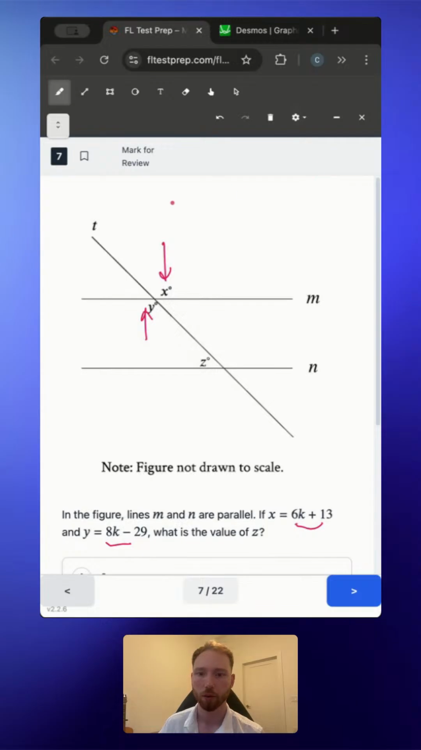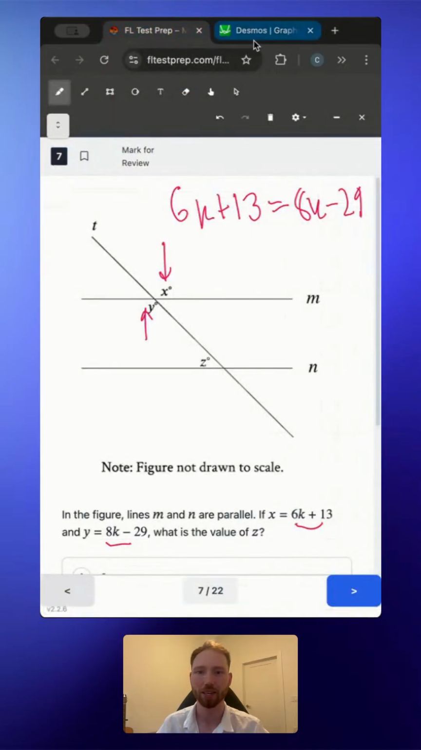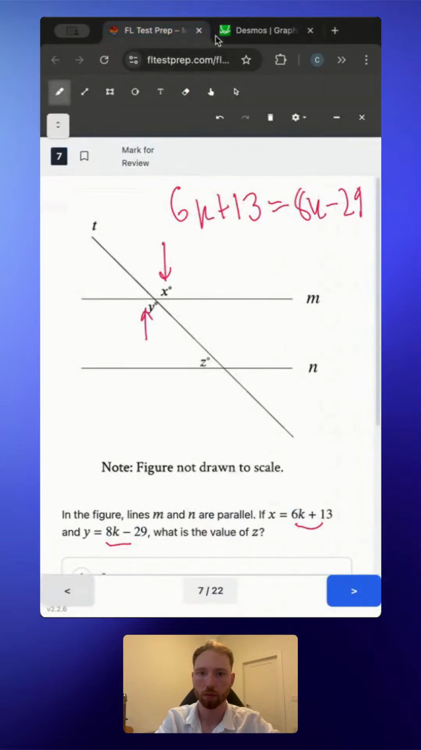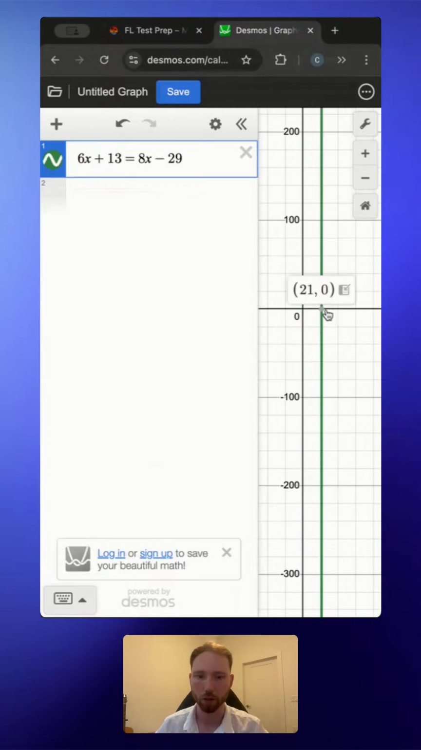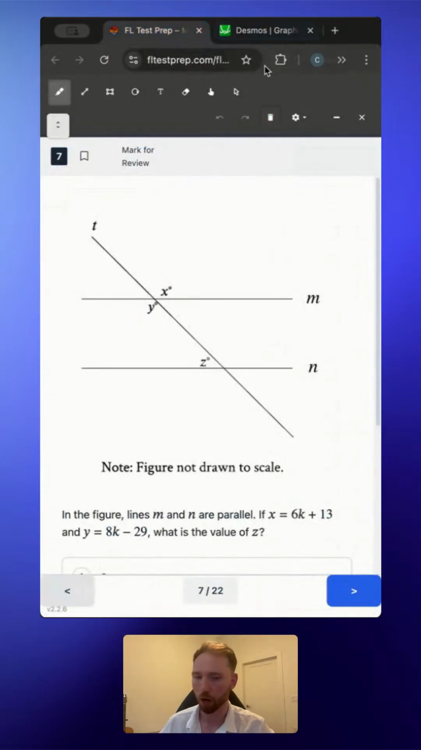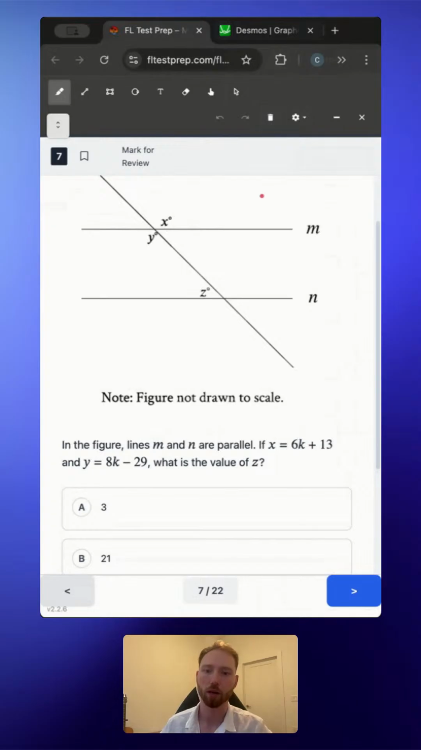So here's how I do it. We want to get 6k plus 13 equals 8k minus 29. Now, this is the type of math I'll let Desmos do because it's a little complex. Moving it into Desmos, I'm going to instead make it x, excuse me, 6x plus 13 is going to be equal to 8x minus 29. And I can see my solution for k is going to be 21. So I know k equals 21. Let me scroll down a bit. We know k equals 21.